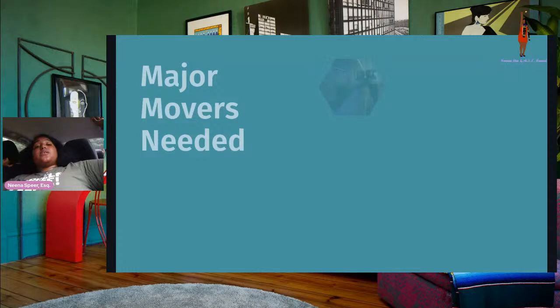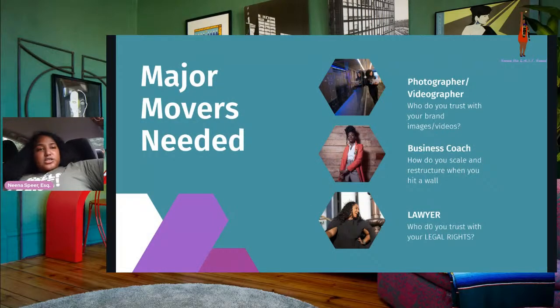You also need major movers. If you're going to get to the next level, you need photographers, videographers, because your camera phone can only do it for so long. Okay. You're going to run out of space eventually. You also need a business coach. How you guys going to get to the next level if you don't know where you're going?